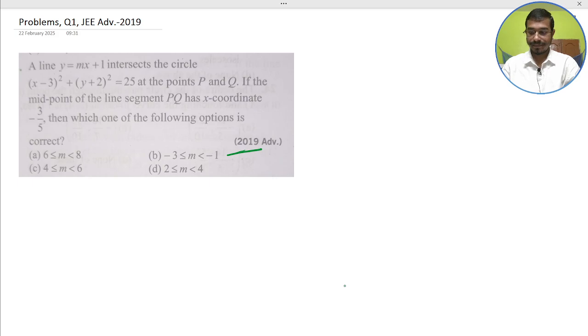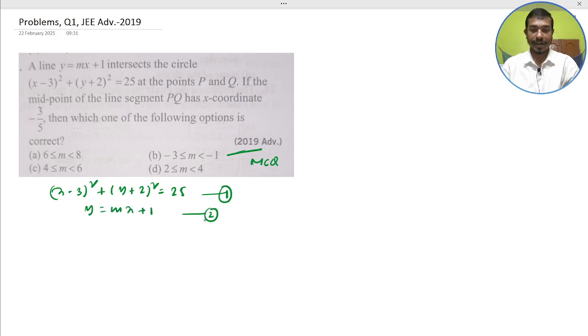This is basically an MCQ question. So, given the equation (x minus 3) whole square plus (y plus 2) whole square is equal to 25, equation number 1, and the line y equal to mx plus 1. This is equation number 2.